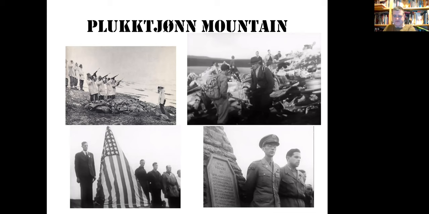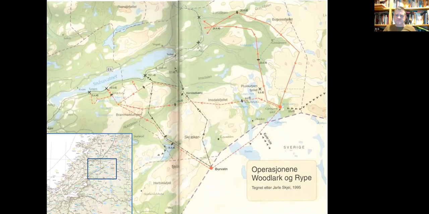Yeah, this map is easier to understand than the topographical maps. So this is from a publication on Woodlark and the Ryp, published in 1995. So you can see the outline of the operations going from Jefsjö.